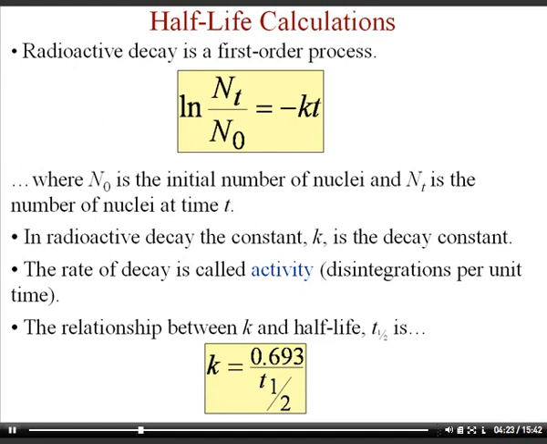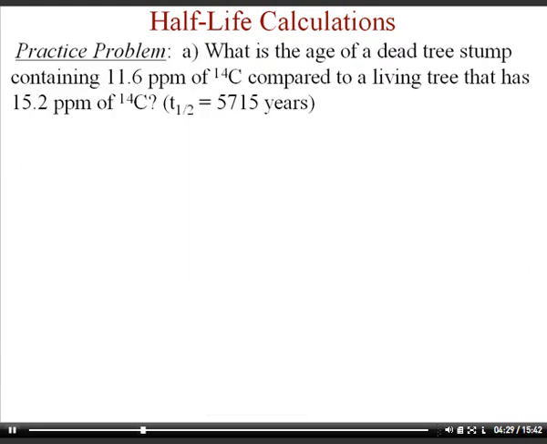So if you know the half-life, you can calculate k, and if you know k, you can calculate how many nuclei are going to be left after some time. And we're going to do a practice problem to make it all tie together. So what's the age of a dead tree stump containing 11.6 parts per million of carbon-14 compared to a living tree that has 15.2 parts per million of carbon-14?